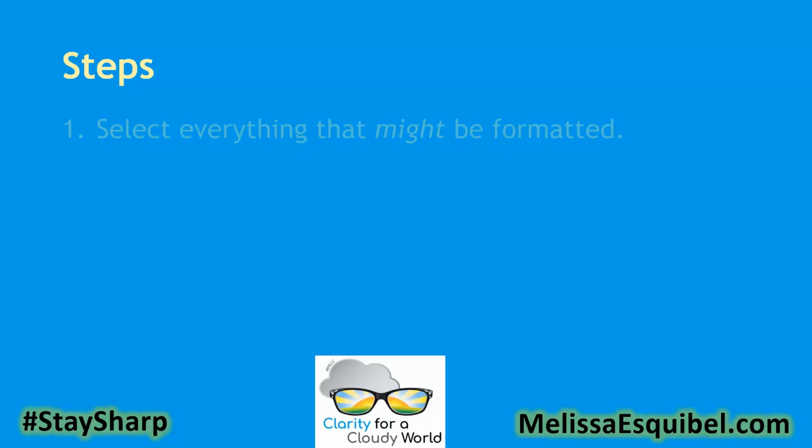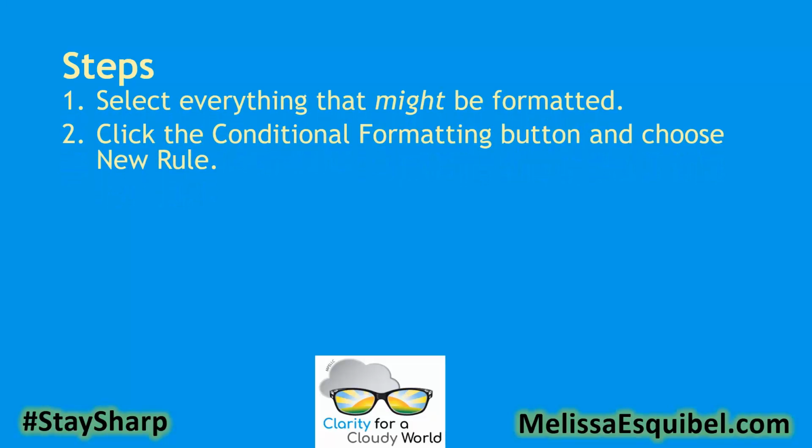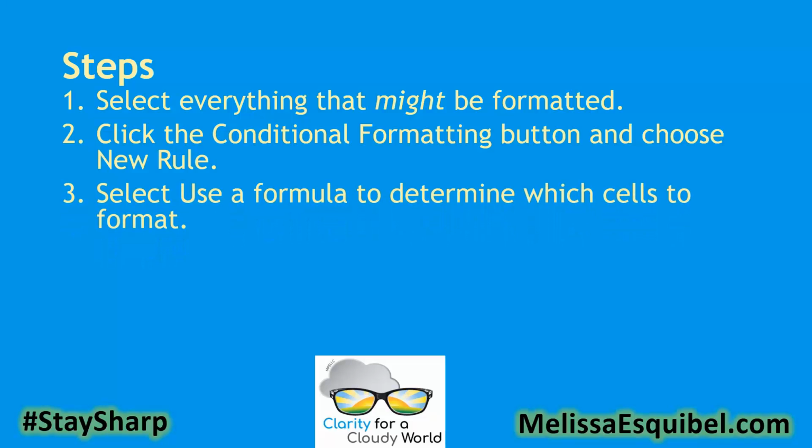You're going to select everything that might be formatted. That's usually your entire data set. You're going to click the conditional formatting button in the ribbon and choose New Rule. Then you're going to select the formula, use a formula to determine which cells to format. That's a selection on the dialog box. Then you're going to enter your condition, and that little field can be kind of tricky, as you'll see.